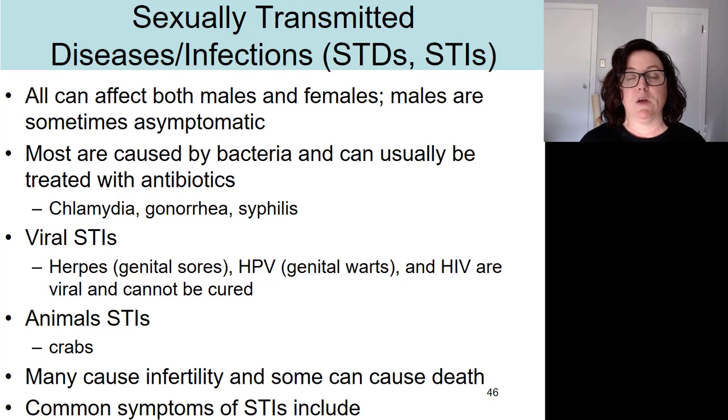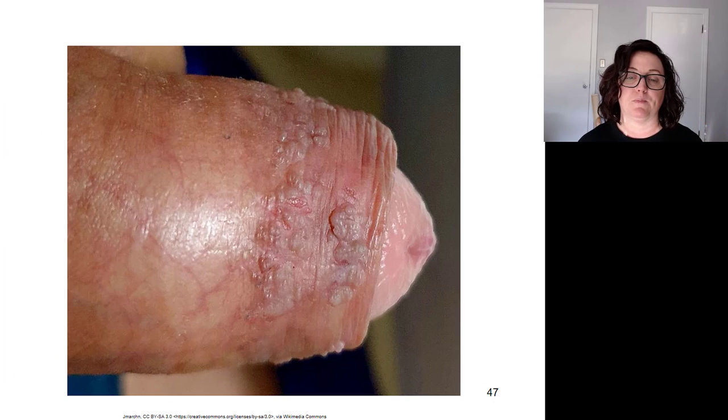Many STIs carry common symptom sets. For example, there are multiple STIs that result in genital sores. There are multiple STIs that can result in genital warts. There are multiple STIs that can result in pain in the pubic and abdominal region. There are multiple STIs that can result in odd colored secretions, so secretions that are yellow or green, for example. So if you think you have an STI, definitely get checked out.